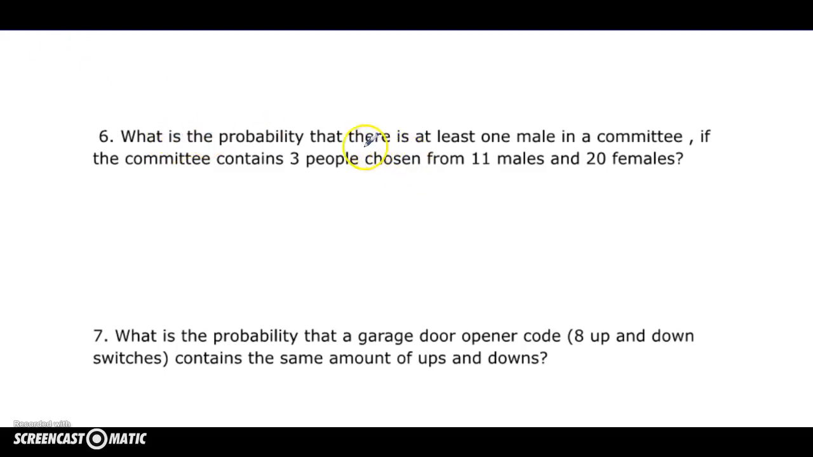What's the probability that there is at least 1 male in a committee if the committee contains 3 people? So a lot of these at least 1 male problems, you're going to be adding things together, but sometimes it's easier to figure out the situation where this does not exist and subtract from the total. So let's go over this.